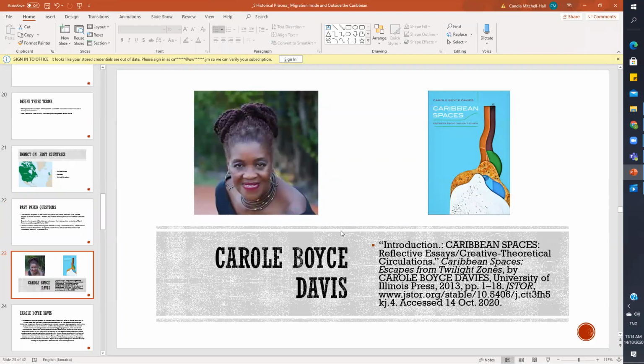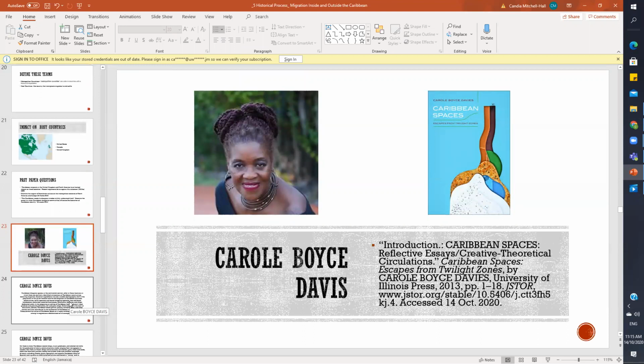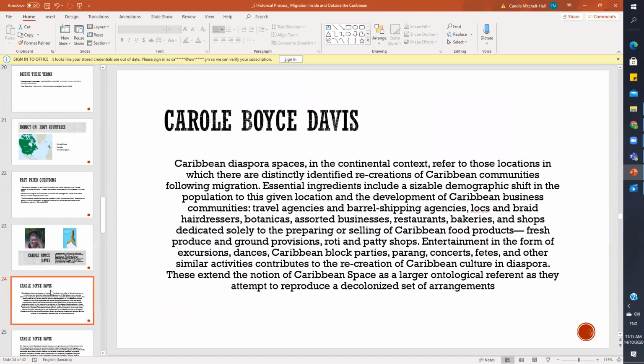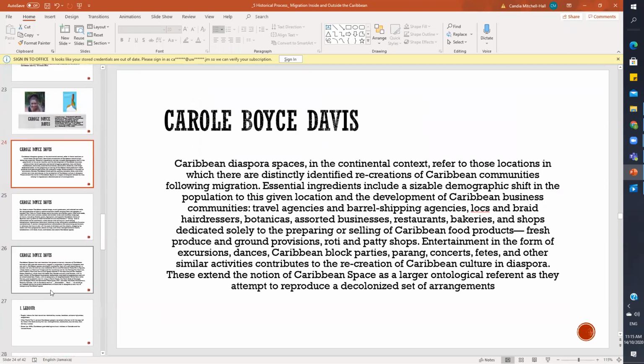Now, we're going to read some quotes, 3 quotes from Carol Boyce Davies' book, and she wrote a book, it's not recent, 2013, and the title of her book is Caribbean Spaces: Escapes from Twilight Zone. Beautiful book. In her book, she has delved into the different Caribbean spaces that would have developed outside of the Caribbean. Now, I'm going to ask someone to read this for me, please. So we have 3 quotes. Volunteer. Okay, sir, I'll read.